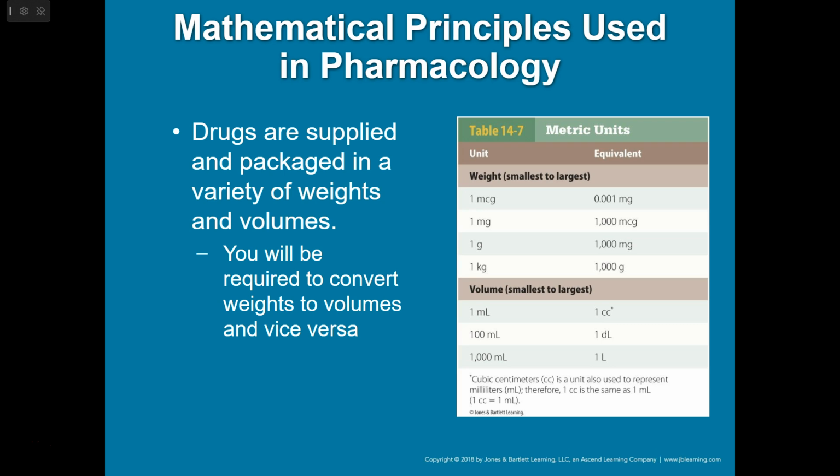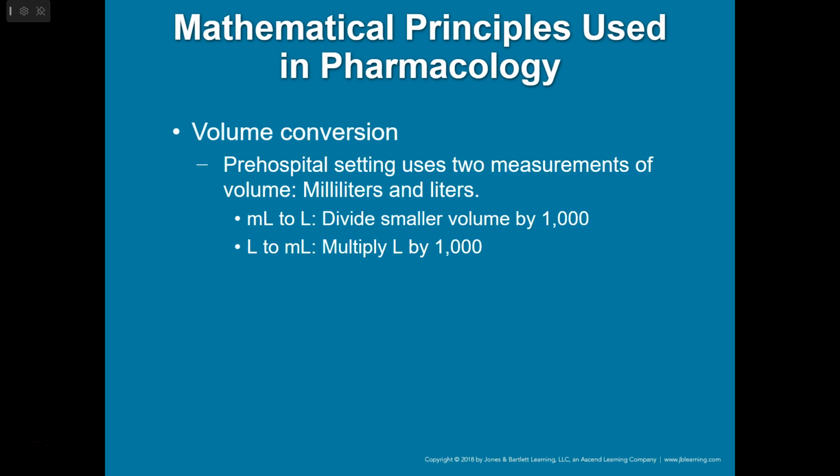When it comes to the weight base, 1 microgram would be 1/1000th of a milligram. 1 milligram would be 1,000 micrograms. 1 gram is 1,000 milligrams, and 1 kilogram is 1,000 grams. Just look all this over, study it, use some other resources to get familiar with the metric system. If you're not, we're going to be practicing it a lot. You're going to be converting all this stuff.